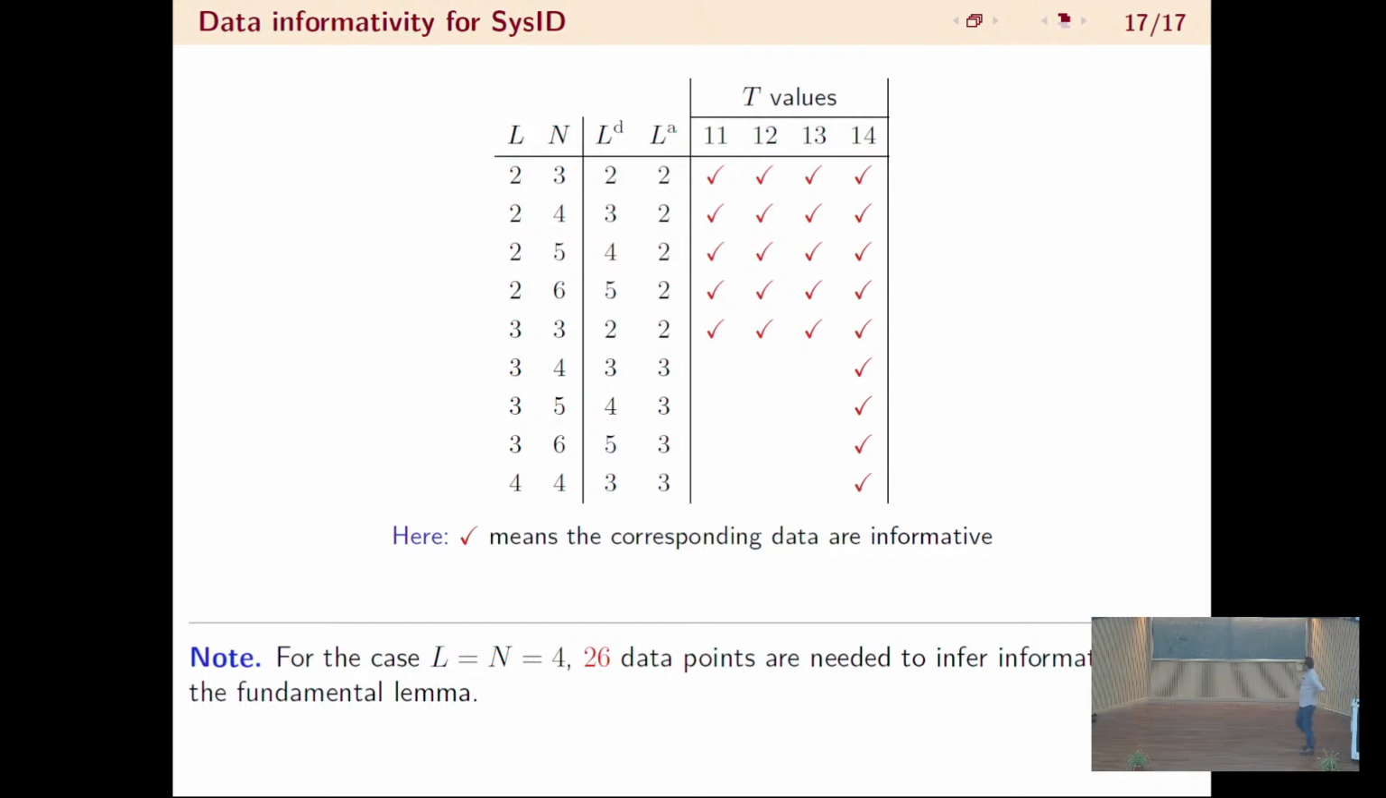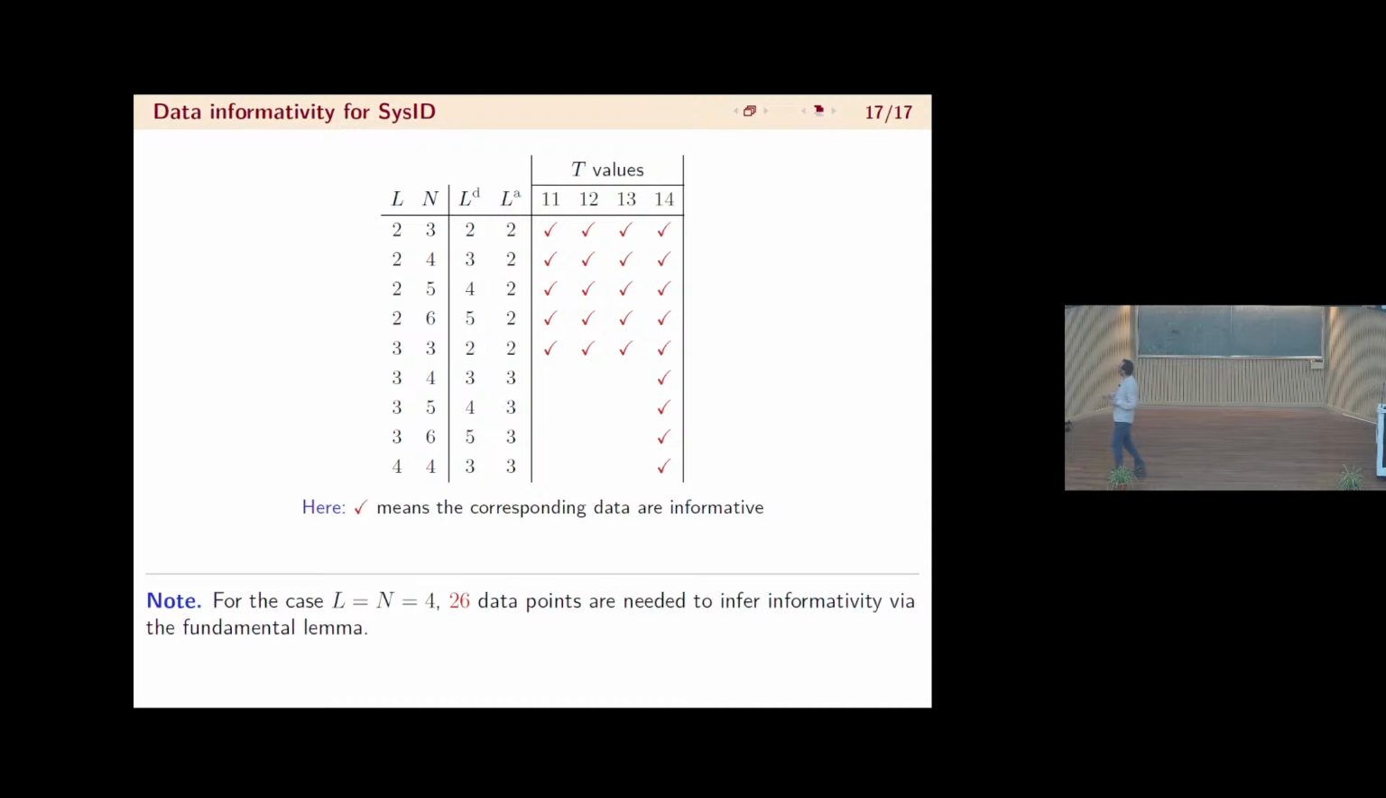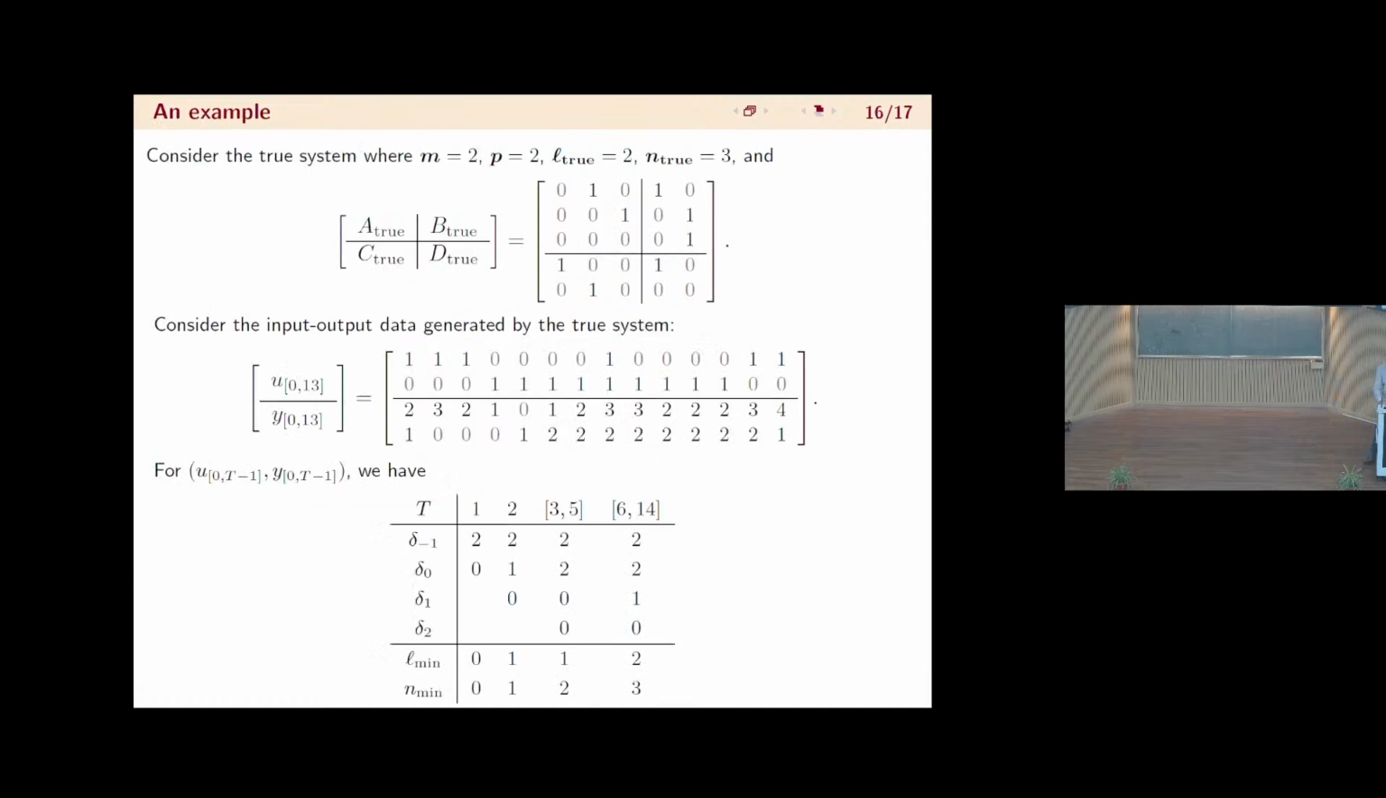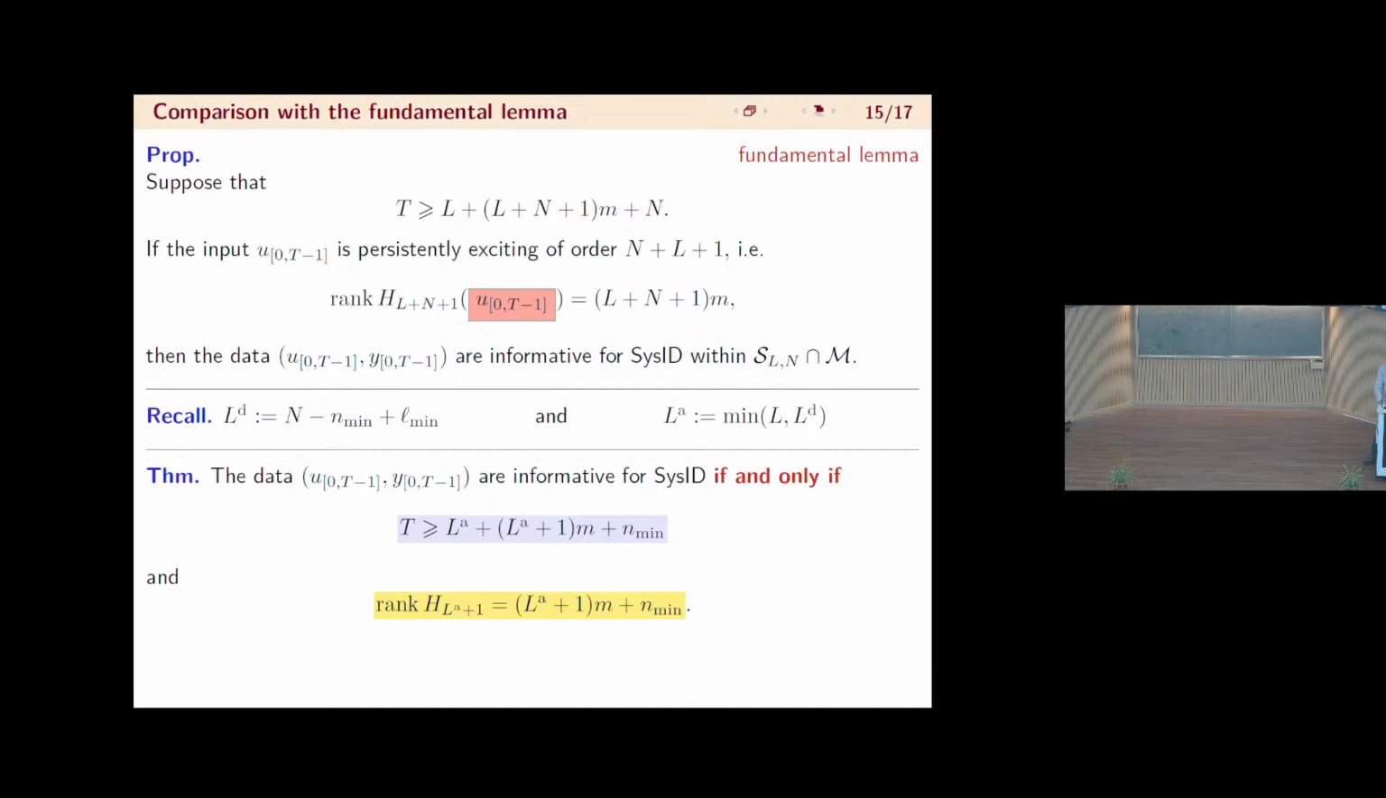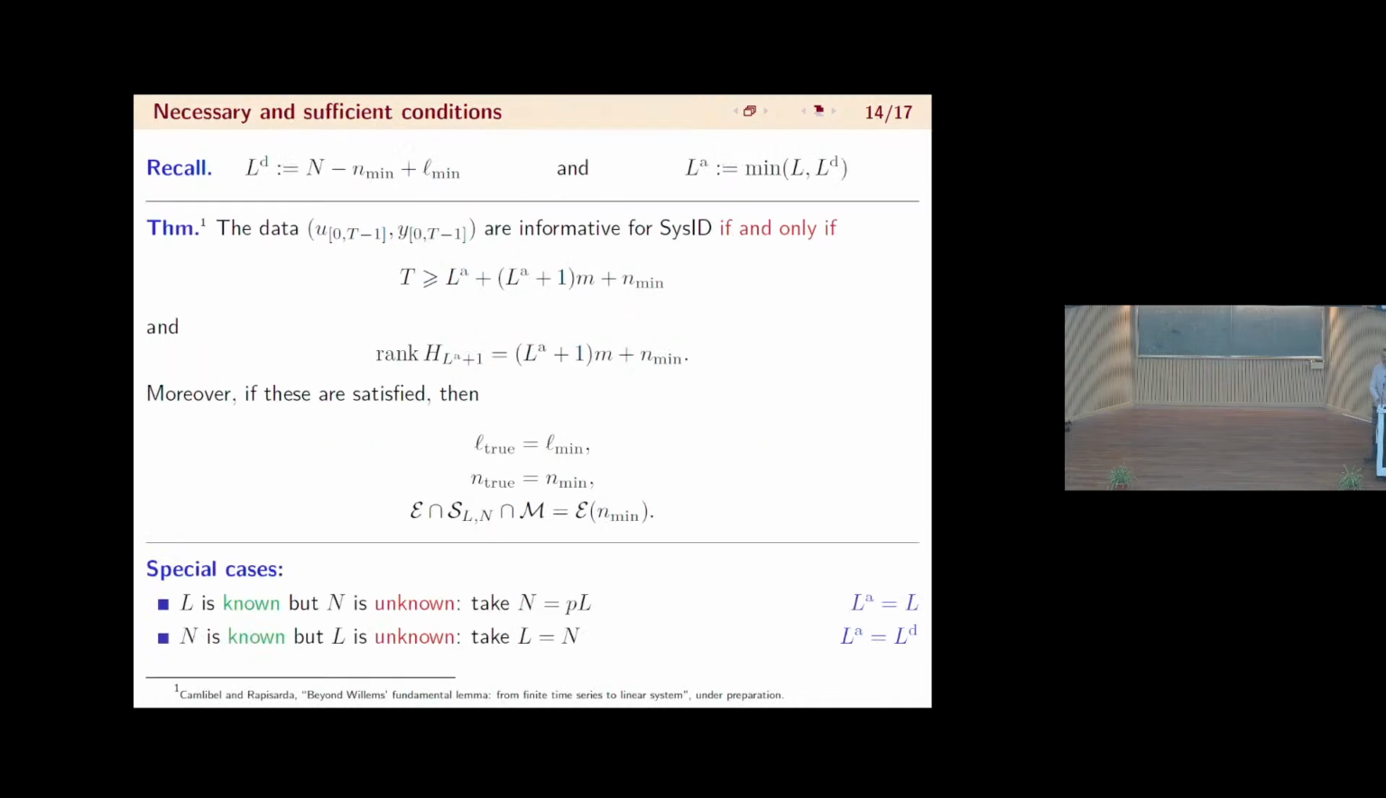So the coffee is out there, I hear it. Basically, in the first part, what I did is to prove this theorem. This theorem. Okay? It gives me necessary and sufficient conditions for informativity for system identification.